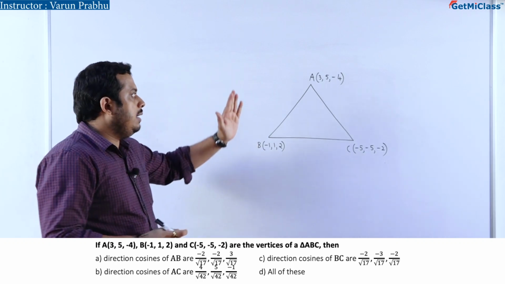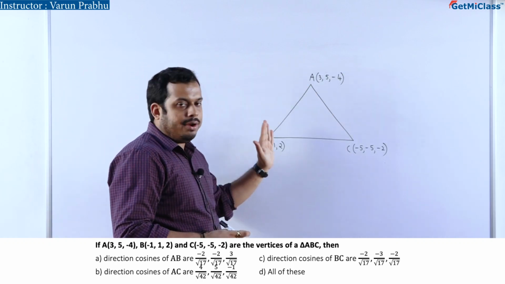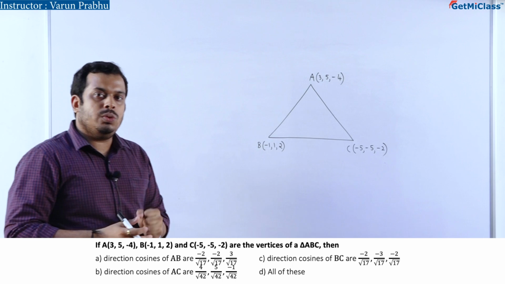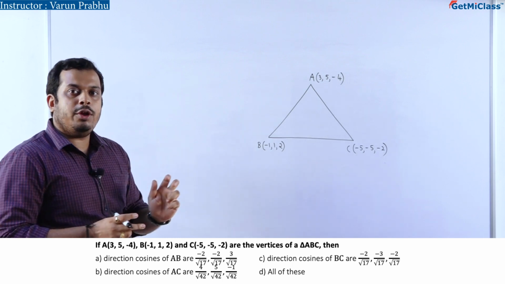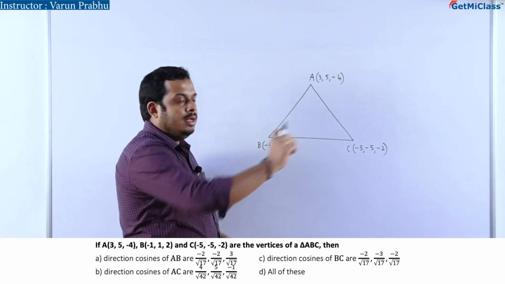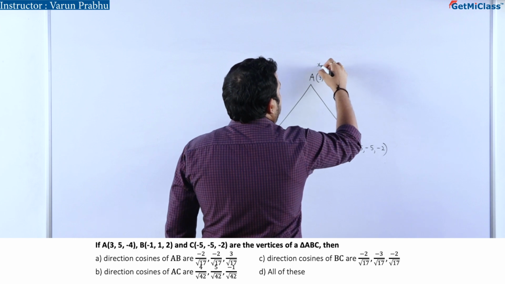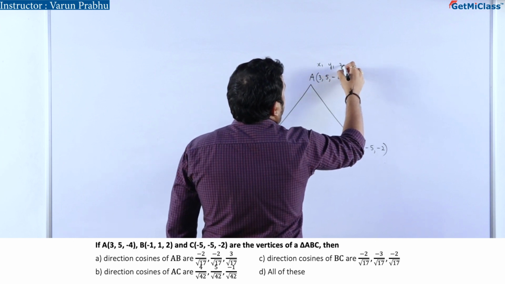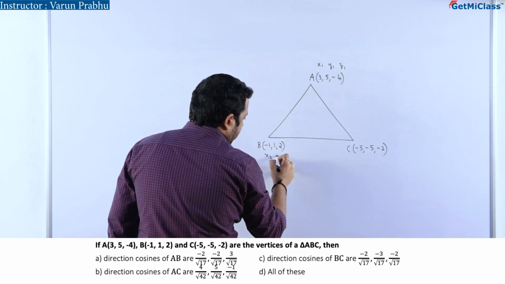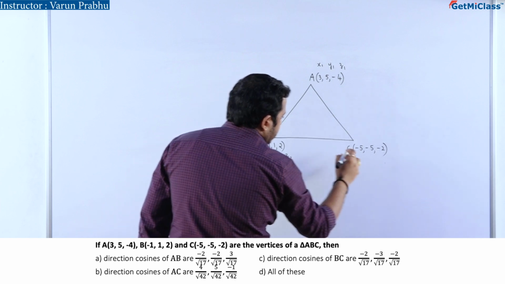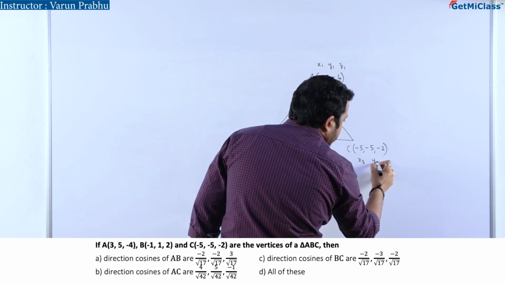It's told in the problem that there are 3 points forming the vertices of the triangle. Now, which of the following is true? If you look at the options, every option is about the direction cosine. So, x1, y1, z1. This is x2, y2, z2. And this is nothing but x3, y3, z3.